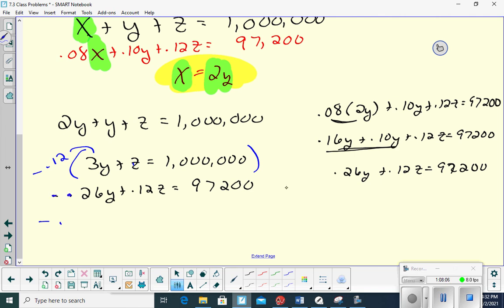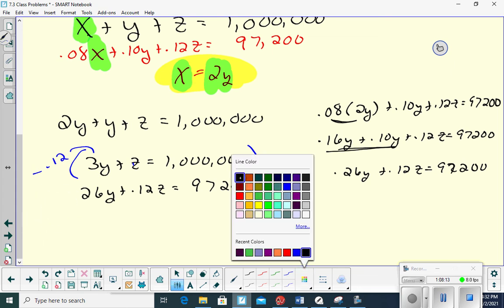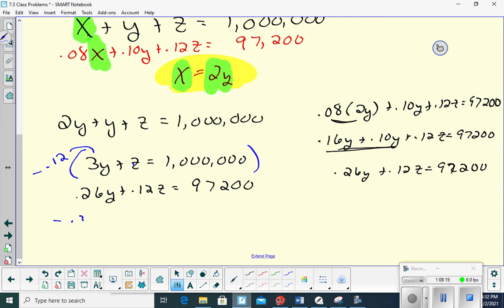Sometimes I get so excited and I write all this stuff down and don't recognize what's what. So this is 0.26. Now I'm multiplying by a negative 0.12. So this will be a negative 0.36y minus 0.12z. And then this negative 0.12 times 1 million will be a negative $120,000.